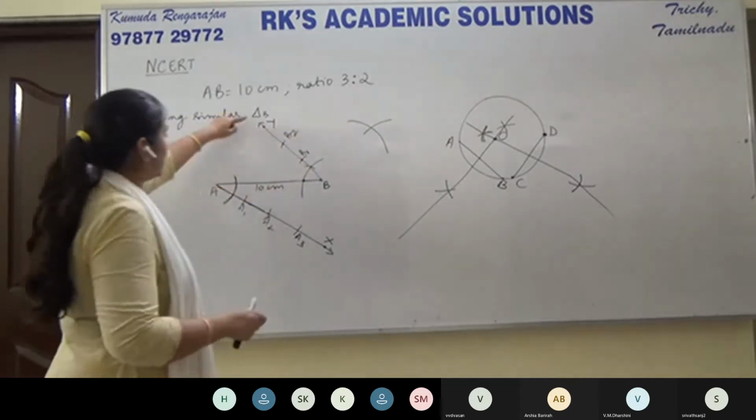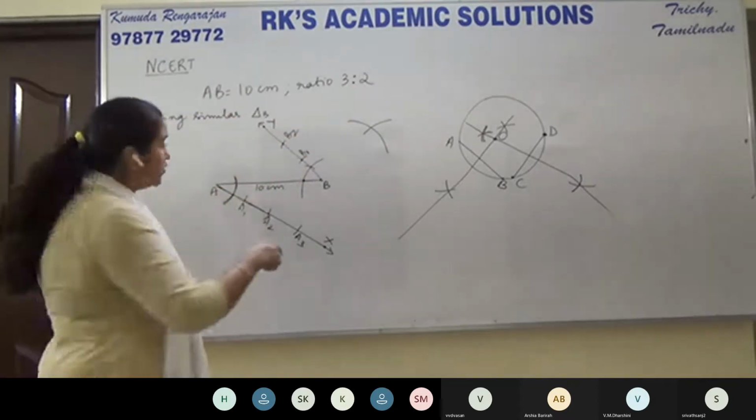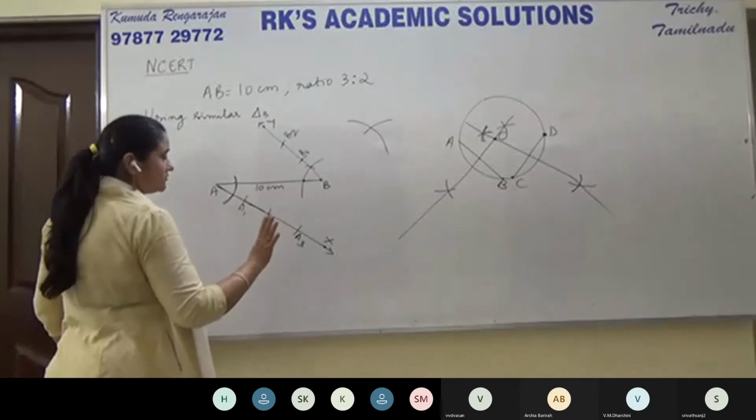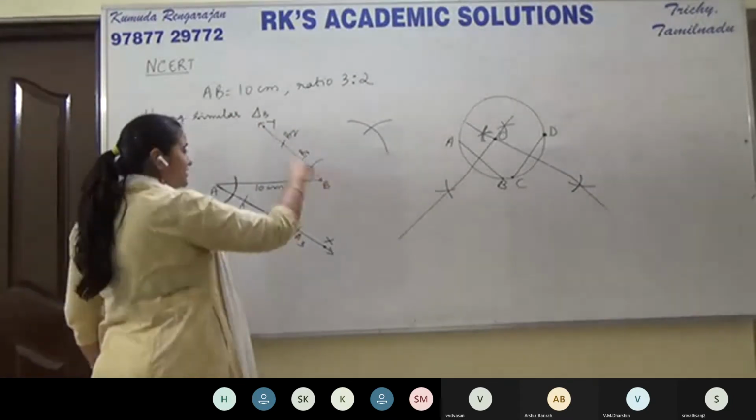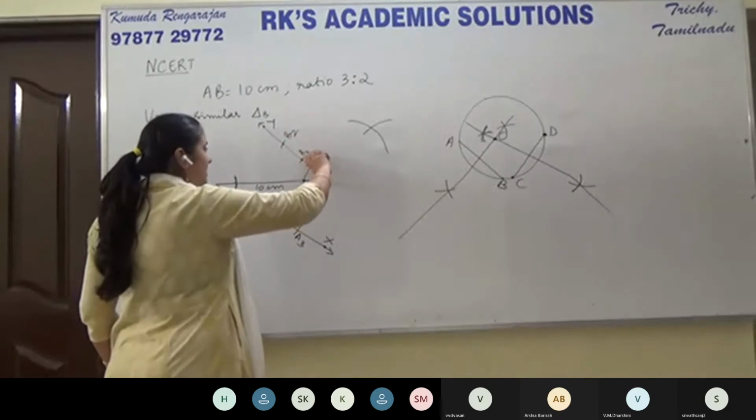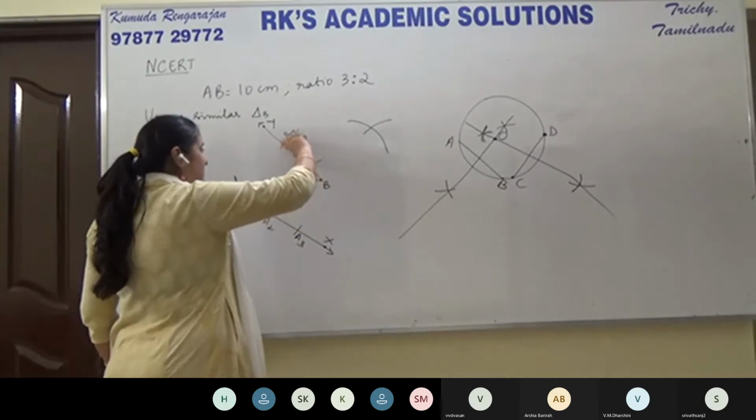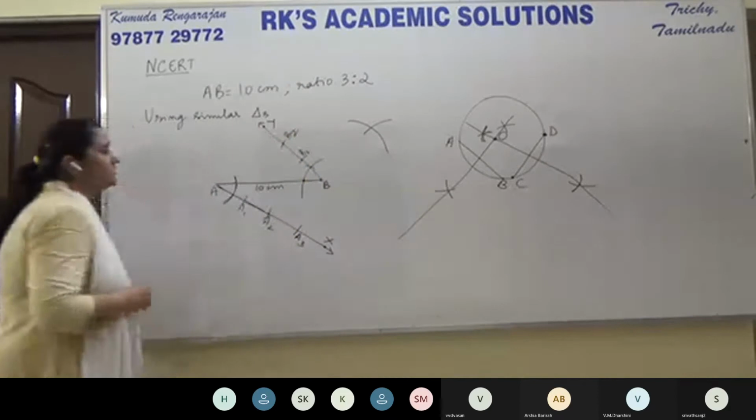Now 2 on BY. You cannot exchange that. You cannot make 3 here and 2 here. Now 2 arcs here, same radius. With B as center in the same radius, arc B1. With B1 as center, same radius, B2.